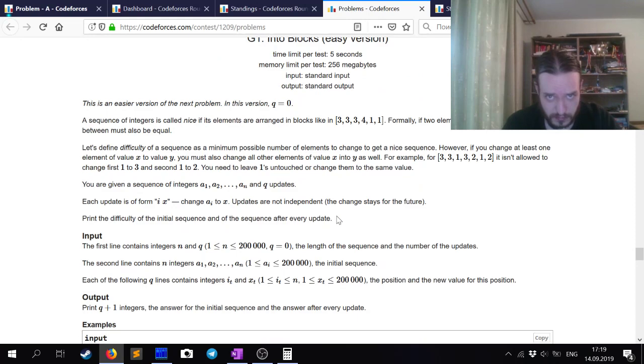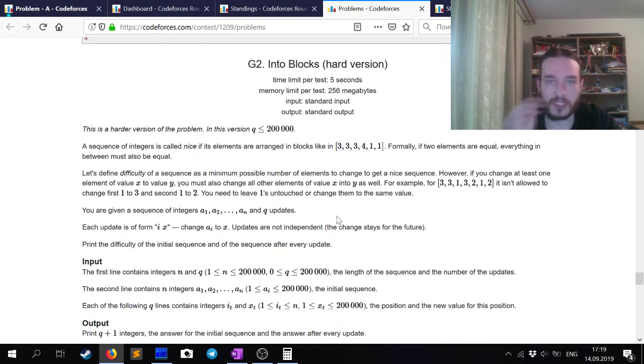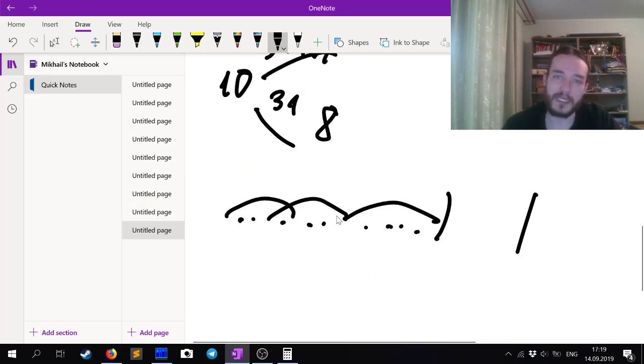So G1 is easy, and G2 is harder, because it's easy to maintain whether a certain position of the block is covered by an arc, but then maintaining the most frequent number in each of the parts is something that I don't know how to do yet.